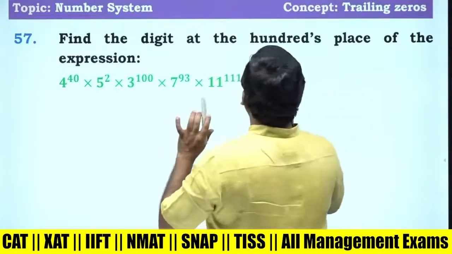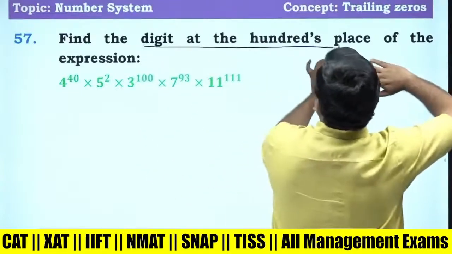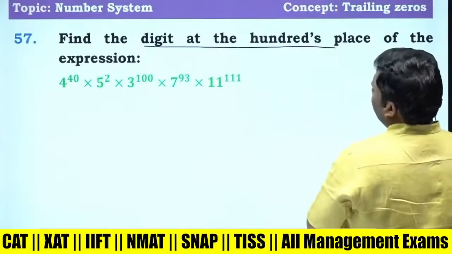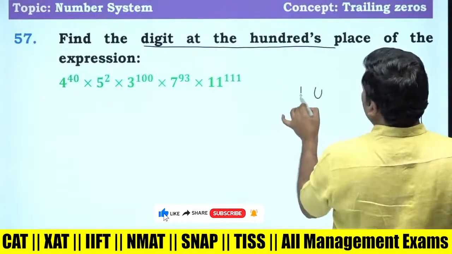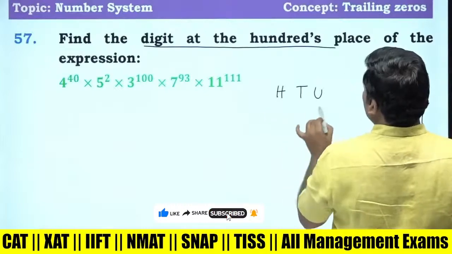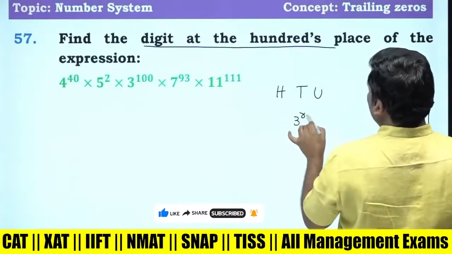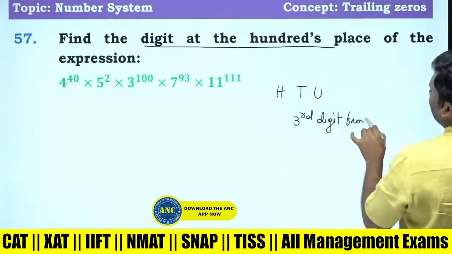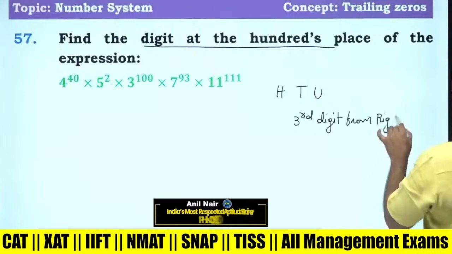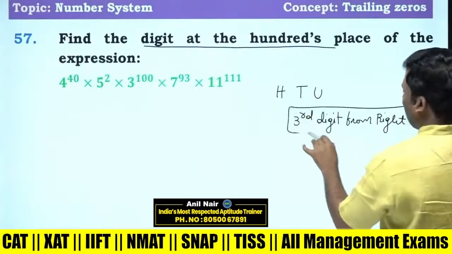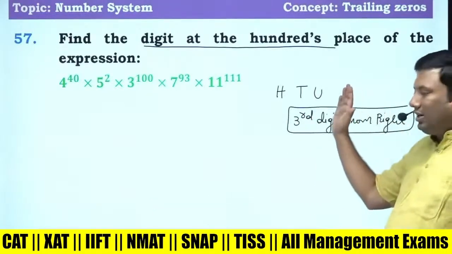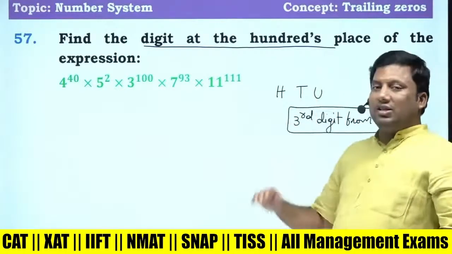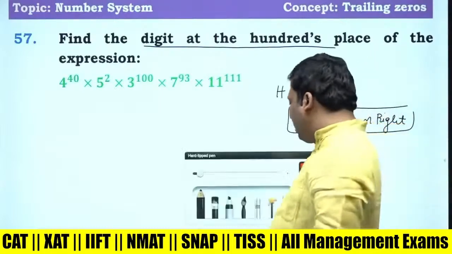We only need the digit at the hundreds place. Listen carefully. Units place, tens place, hundreds place. That means the third digit from the right. I want the third digit from the right for this expression. First digit is the unit digit, second digit is the tens place, third digit is the hundreds place.